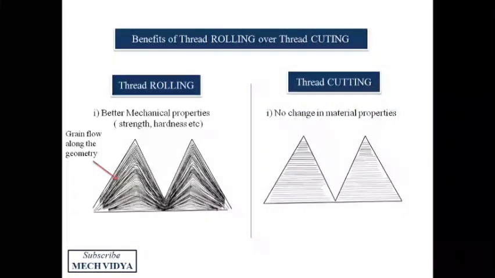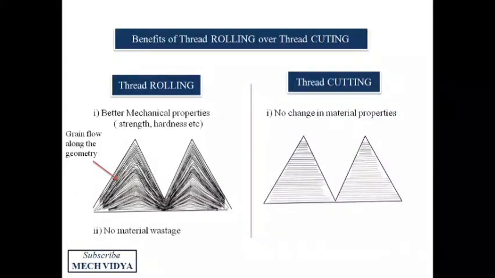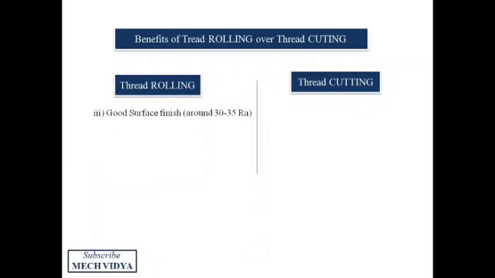Secondly, if material saving is your concern, then in thread rolling, no material gets wasted. Whereas in thread cutting, obviously we need to remove some amount of material in the form of wastage. Next, the surface finish of the thread made with rolling is far better than that obtained by thread cutting or casting or any other methods.